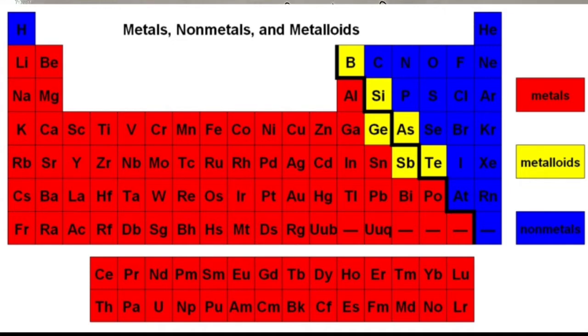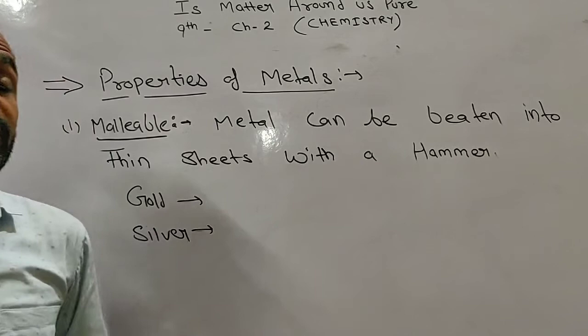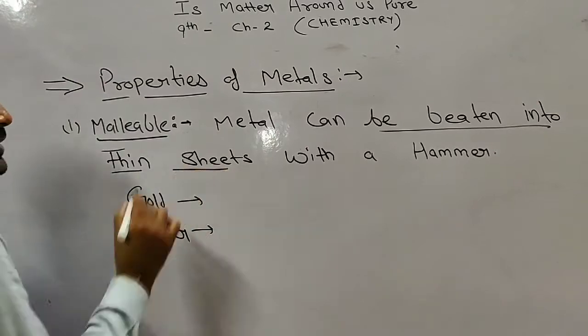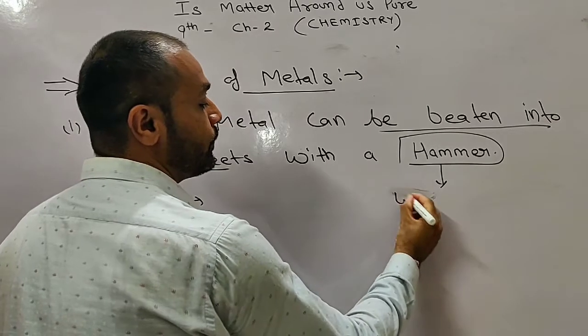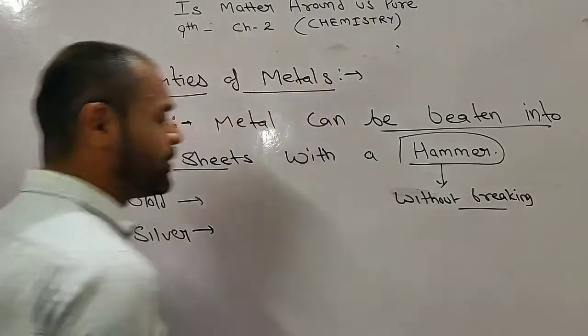So let's take a look at the properties of metals first. The first property is malleable. Metals are malleable. So what is malleable actually? Malleable means metal can be beaten into thin sheets with a hammer. So when a metal is beaten by a hammer, it can be converted into thin sheets. Remember, thin sheets without breaking. It will not break, it is just converted into thin sheets.